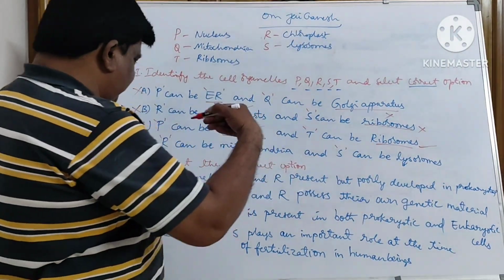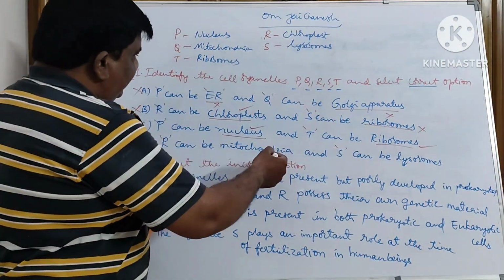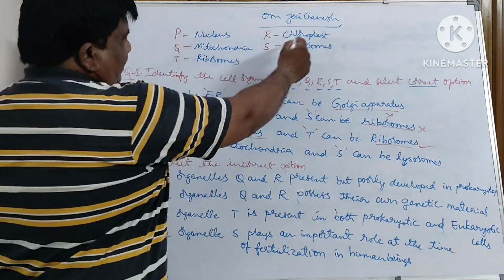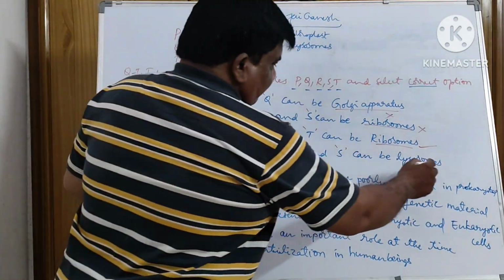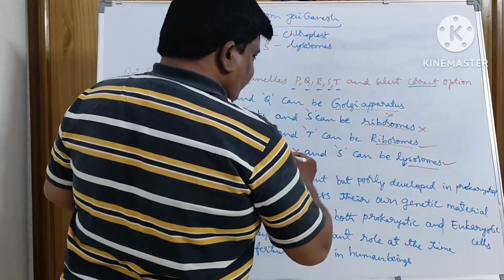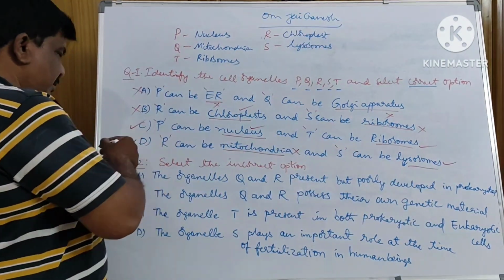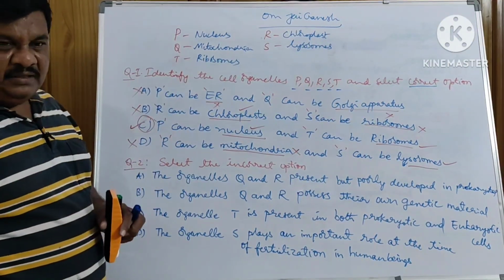Better we check the D option also. R can be mitochondria, but R is chloroplast. That's why it is wrong. And S can be lysosomes, he said. S as lysosomes is correct, but it is half right, half wrong. So this statement is also wrong. So option C is the correct answer for this.